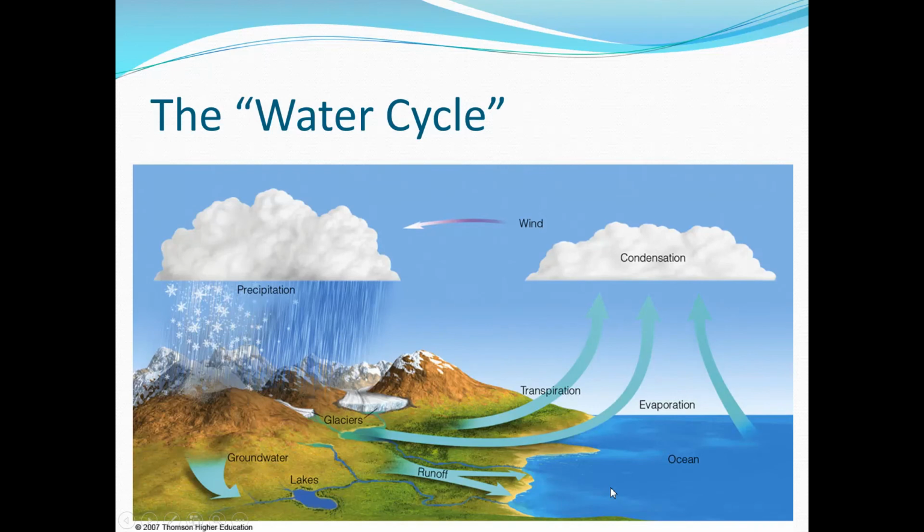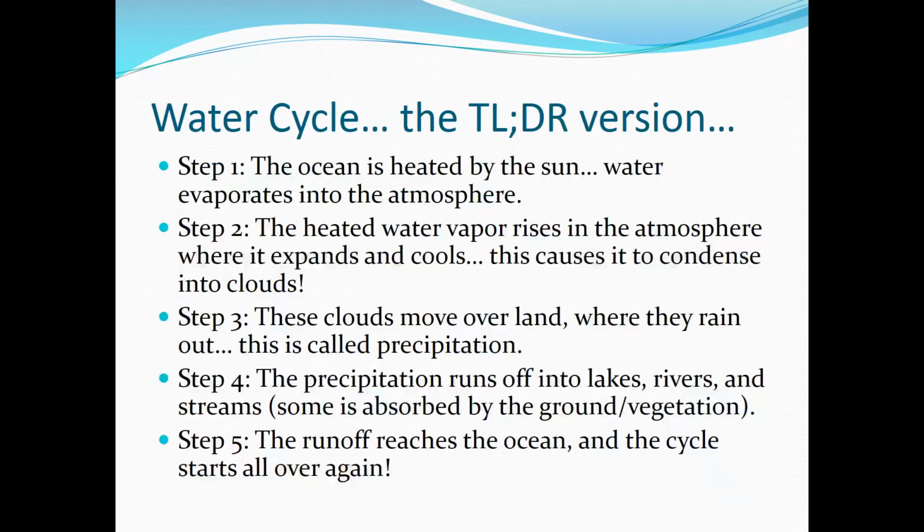Now there's other steps in this cycle. Some of this water can be absorbed into the ground, some of it can be channeled into lakes, some of it can freeze into glaciers, some of it gets absorbed by plants and then transpired, basically sweated out of those plants, back out into the atmosphere. And this is just a handful of possible scenarios. What I want you to focus on, though, are just the main steps.